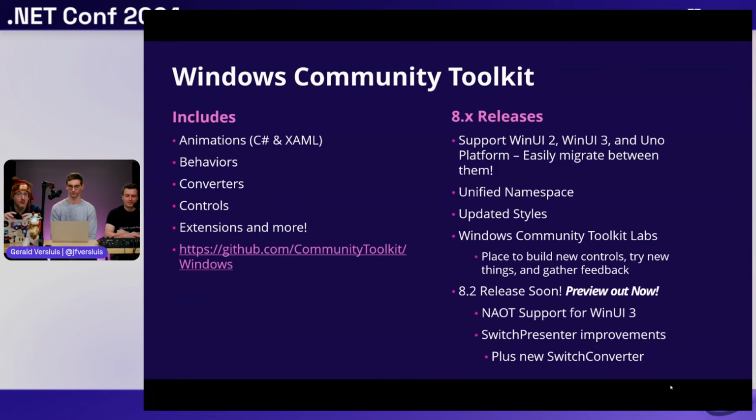And we have our Windows Community Toolkit Labs, which is where you can get started contributing to the Windows Community Toolkit. So it's kind of our incubation space. And our 8.2 release is coming up soon. We actually just shipped the preview for that on NuGet yesterday, so you can try that out. This has the native AOT support for WinUI 3. It also has a new switch presenter control and switch converter that I just added or made improvements to as well. So if we have some time and are running low on questions, I can show a quick demo of that later. But otherwise, we have the new toolkits as well.